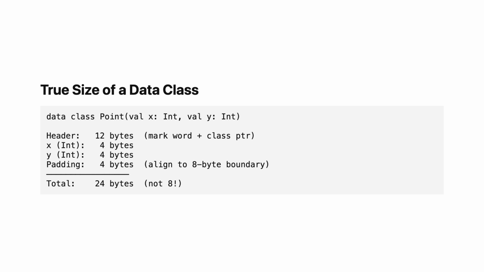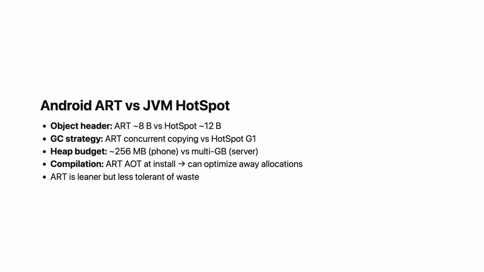Third, and this is important for Android developers, ART has a tighter memory budget. A phone might give your app 256 megabytes of heap, whereas a server JVM might get 8 gigabytes or more. This means the GC fires more often on Android, and allocation pressure has a more noticeable effect.